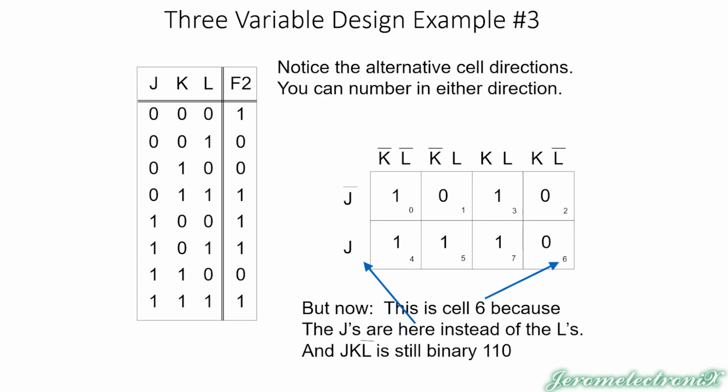J, K, not L is still a binary 6. That's a 110. That's 4 plus 2 plus 0. That's a 6. That's why the 6 moved to that location. So we've got 0, 1, skip to column 2, go back 3, 4, 5, skip column 6, go back to 7. Hopefully that makes sense.